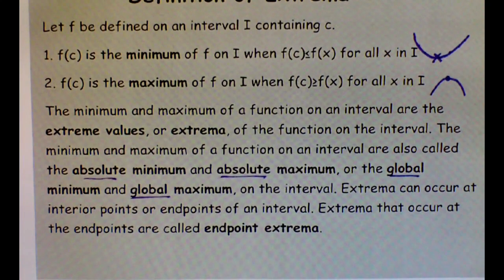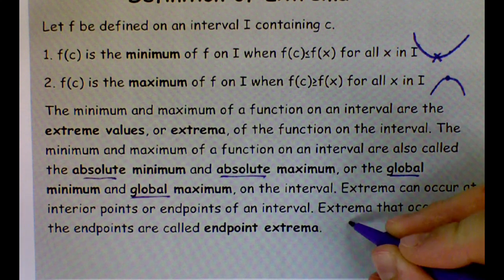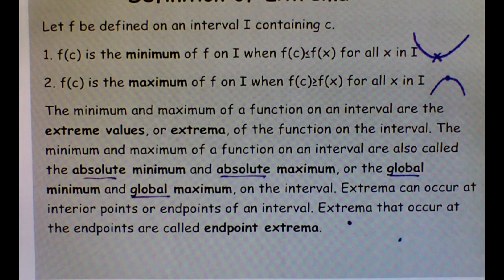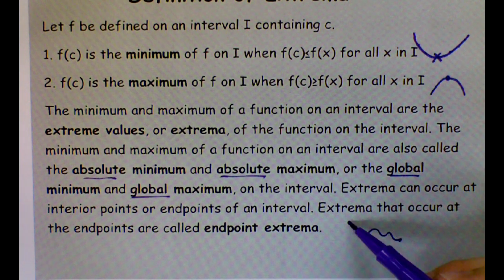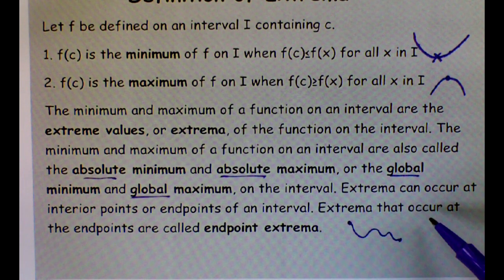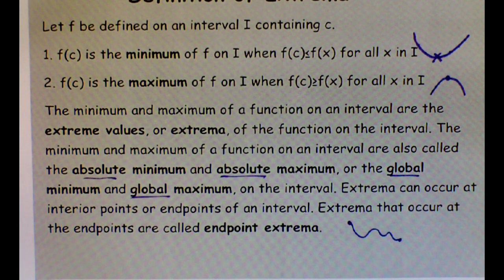And then extrema can occur at interior points or endpoints. If the extrema are at an endpoint, we call it an endpoint extrema. So that would be, I remember, we're just in an interval. So we start there, maybe end there, right? I've got a global maximum right here because it's higher than everything else, even though it's at the endpoint.